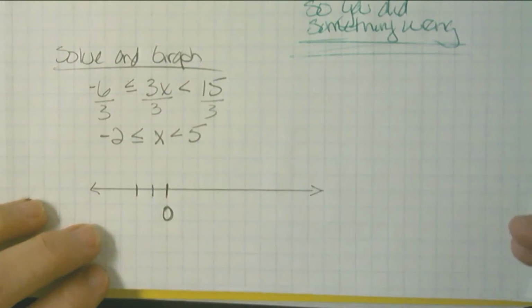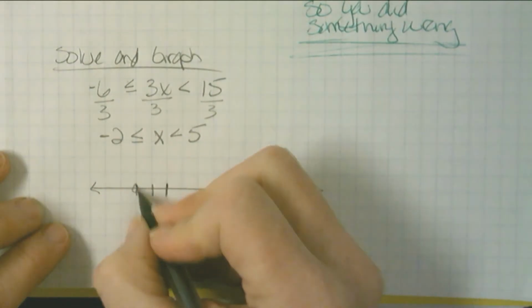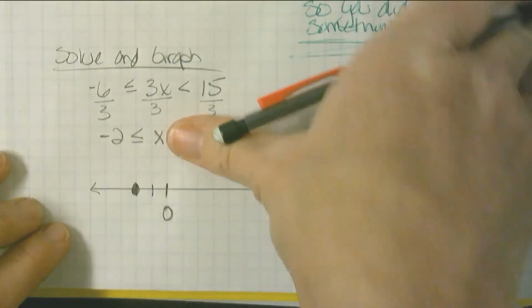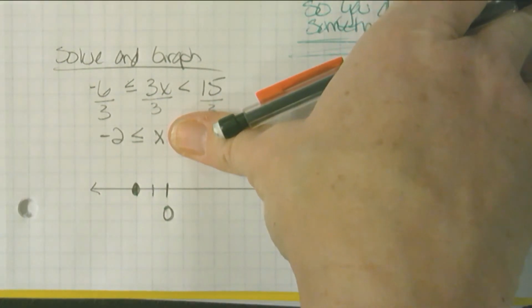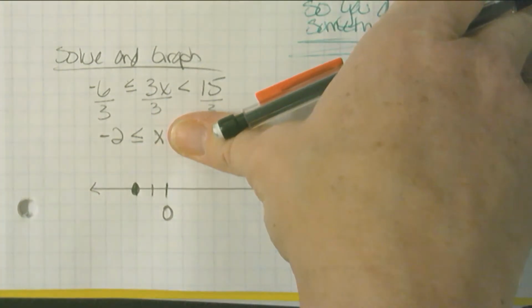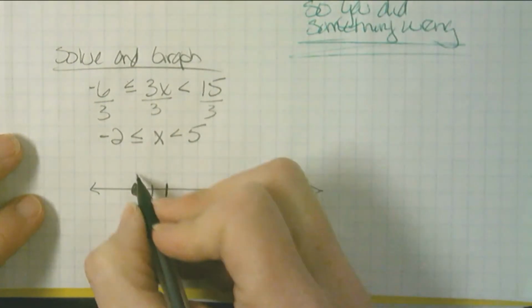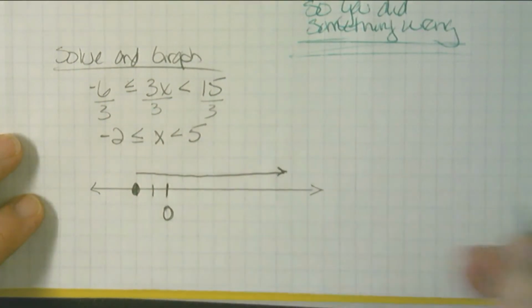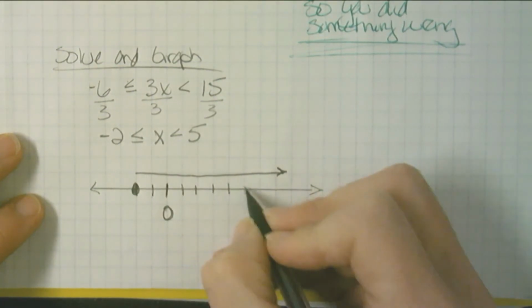What kind of dot's going to go on my negative 2? Brenda, or Colin? It's a closed dot. All right, right now what I'm graphing is x is greater than or equal to negative 2. So, Colin, if x is greater than negative 2, where's my shading for all my x's for this one? To the right, so I'm going to do an arrow here to the right. All right, here's my 5: 1, 2, 3, 4, 5.